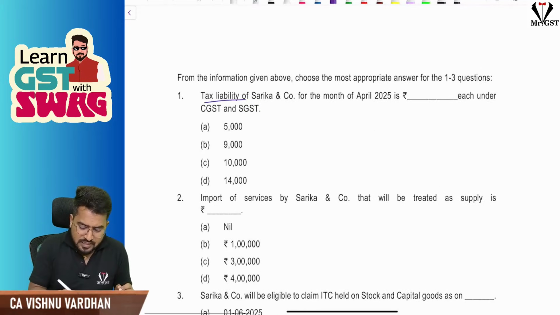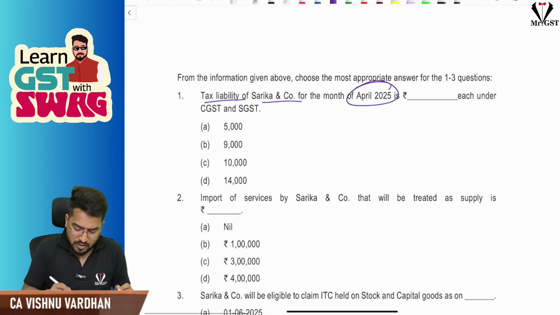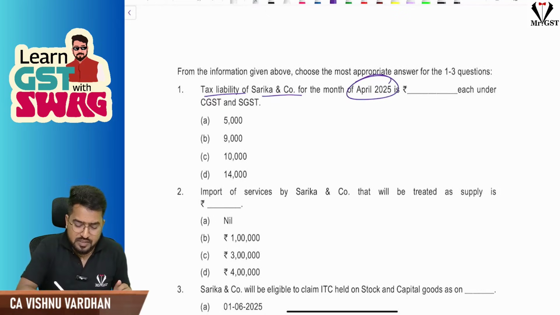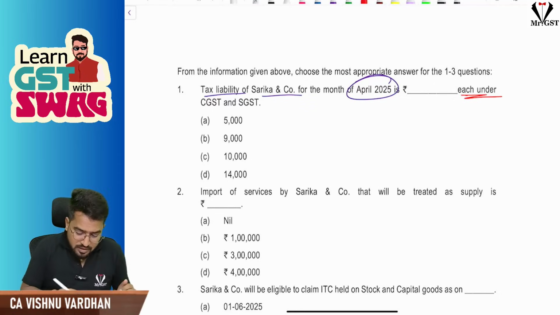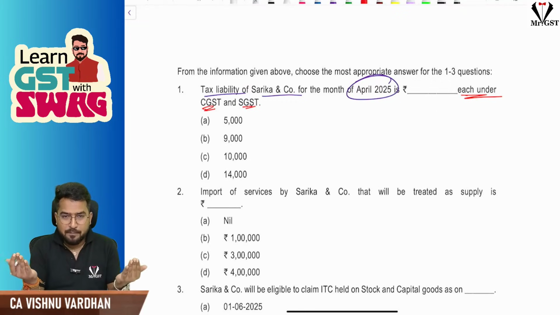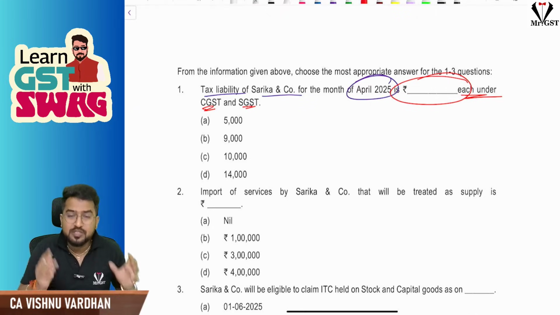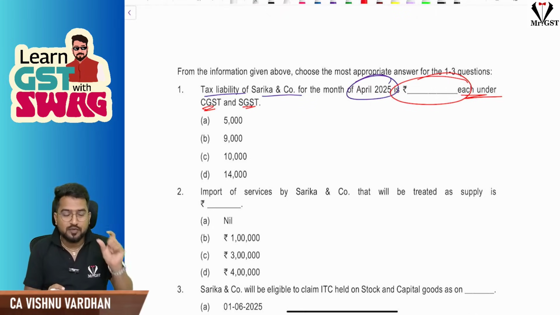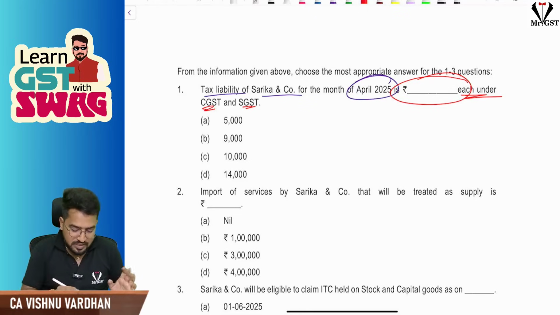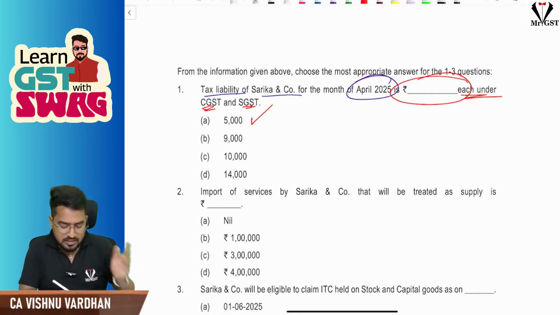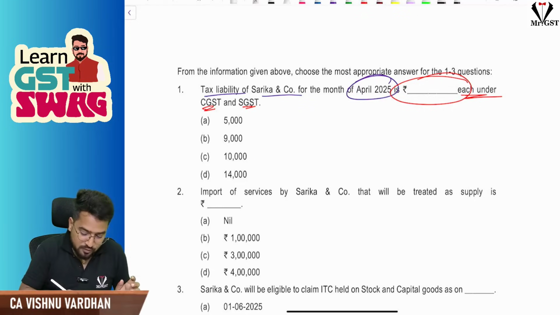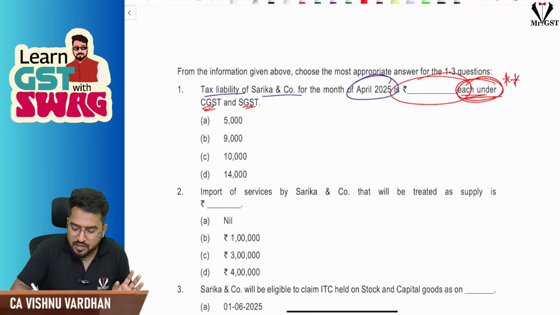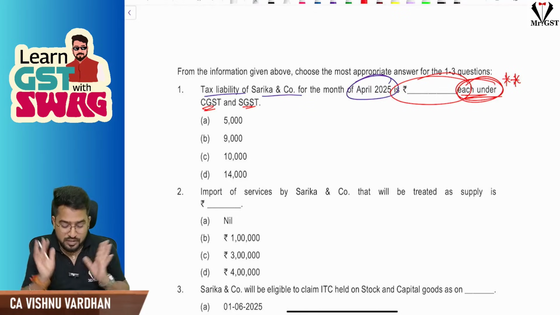First, tax liability of Sarika & Co for the month of April. Here, one very important twist in the story is "each under". That means when you see the answer, CGST and SGST are given separately, and you have to fill how much each is, not the total figure. For example, 5,000 CGST, 5,000 SGST, 9,000 CGST, 9,000 SGST, 10,000 CGST, 10,000 SGST. You should be really careful. That is the trick here, because while reading the question you may make a mistake.